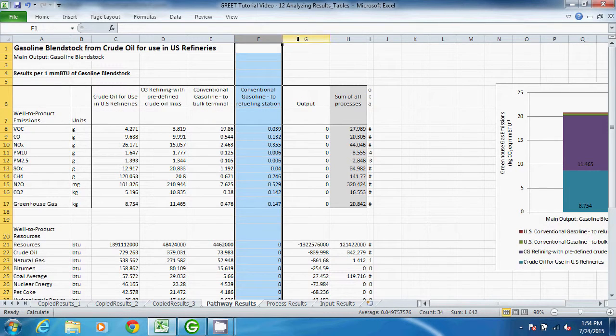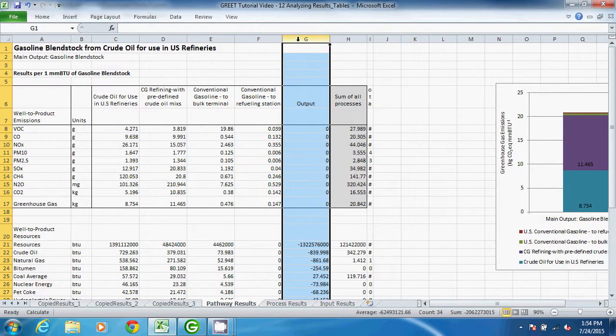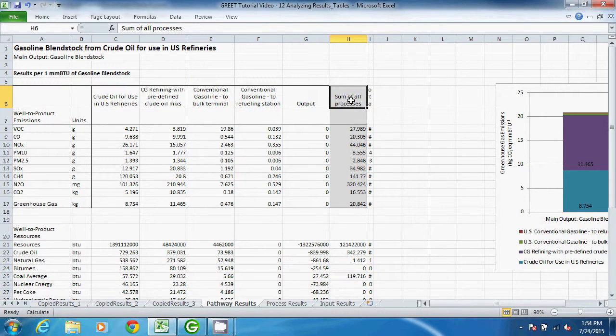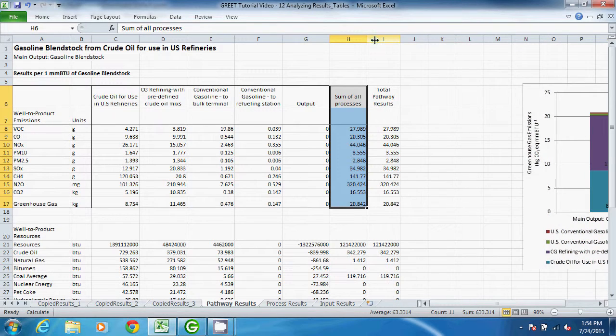All emissions values for the main output are zero because the output doesn't use any energy. The last column, shaded gray, shows the summed values of the individual processes, and these values should equal the total results for the complete pathway. I copied and reorganized those results as well, and if you look down the list, you'll see that the values are equal.